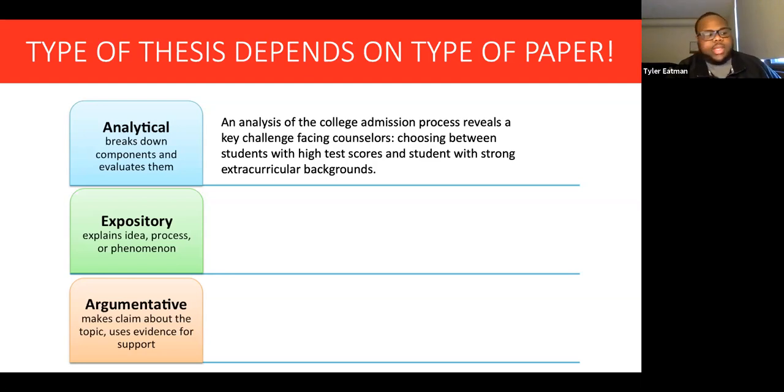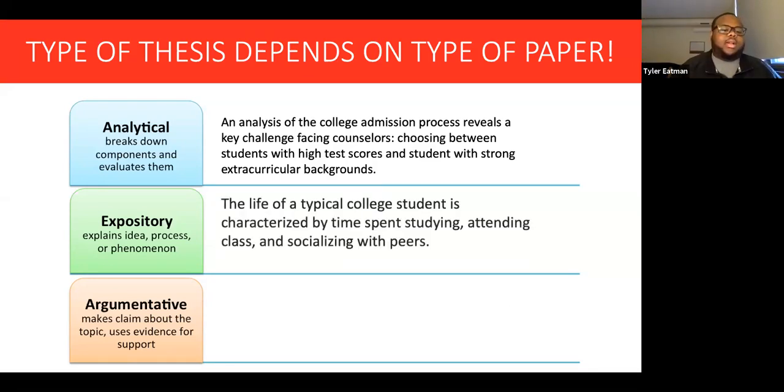With this, you see in this example that it gives you something to write about, trying to figure out, okay, choosing between students having high test scores and students that have strong extracurricular activities. This is basically what you get for most of your reading and writing classes, possibly your English classes, 1101, your first level or second level writing courses. They give a lot of analytical writing pieces, basically giving you a topic and you just have to write about it.